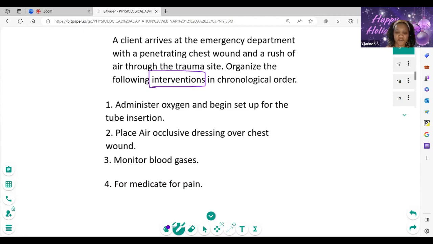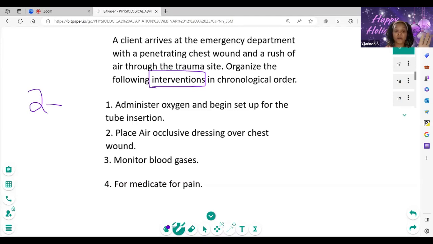All right, very good. Awesome. So if you said two should actually be first. Very good. Two is going to fix the problem. Now, it doesn't really fix the underlying problem that they got this hole in their chest and they're probably going to develop or are developing a pneumo because air is now rushing in through the trauma site.